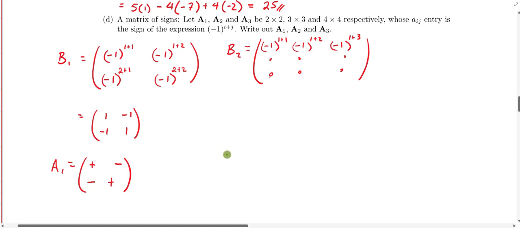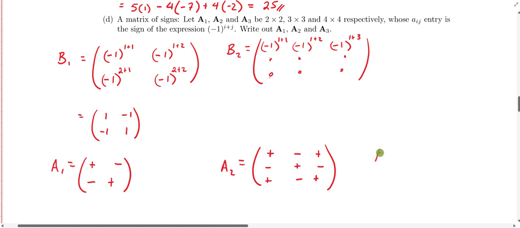Then, to state what A2 is, we would go ahead and just look at the sign on each of those entries. Well, notice that this is negative 1 squared, which is going to have a positive sign, so we put a plus sign there. This is negative 1 to the third power, which is going to have a minus sign. And this is negative 1 to the fourth power, which is going to get a positive sign. And if you were to fill this out, you see that it has a nice little pattern. So we call this thing the matrix of signs.